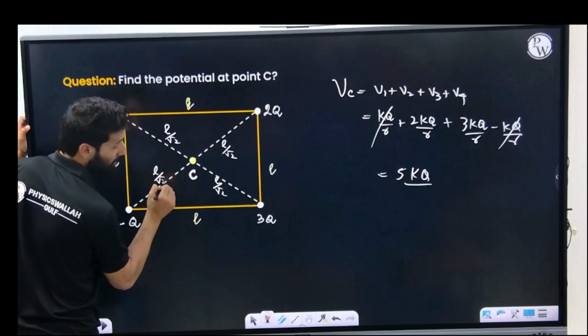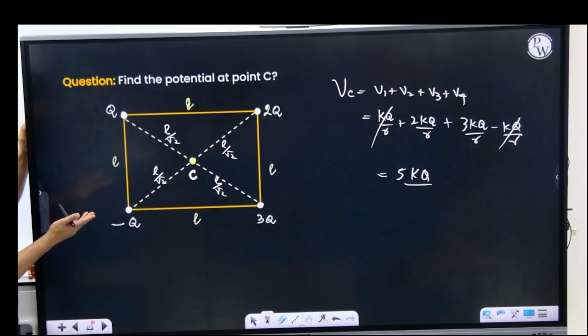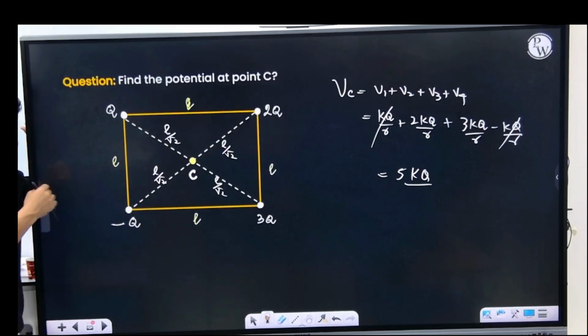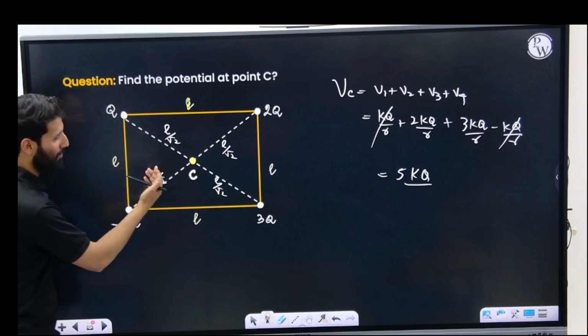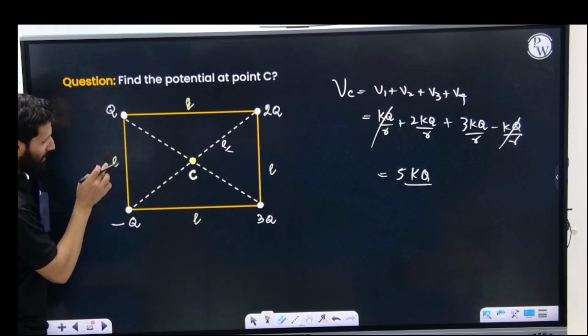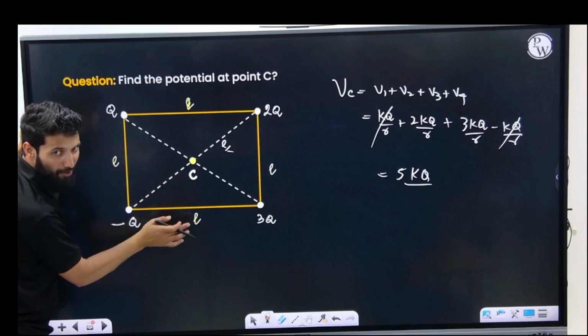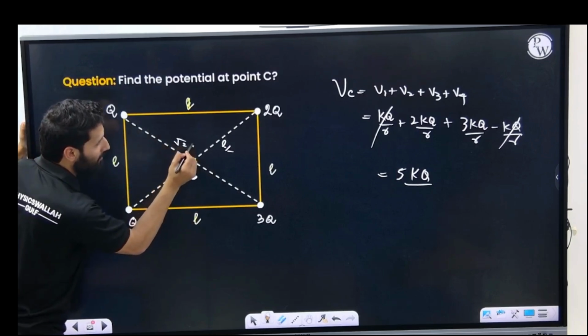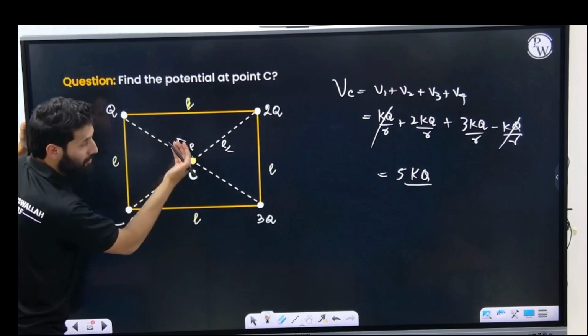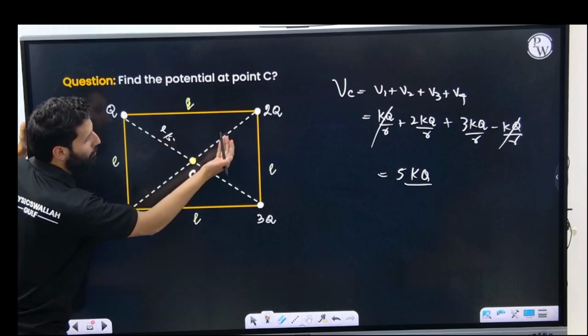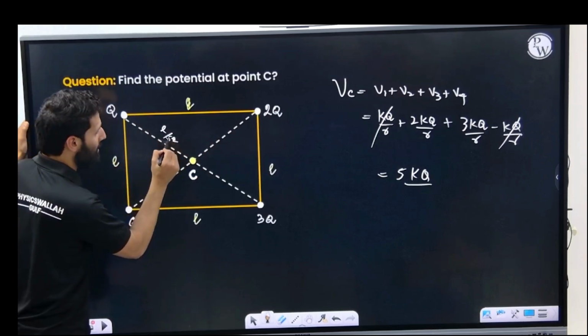Is it tough? This maths? If someone didn't understand, I will have to help. Pythagoras. Base square plus perpendicular square gives hypotenuse square, so this is root 2 L you will get. Divide by 2 because this is 2 parts. So L by root 2, L by root 2, L by root 2. Done? Understood? Okay.